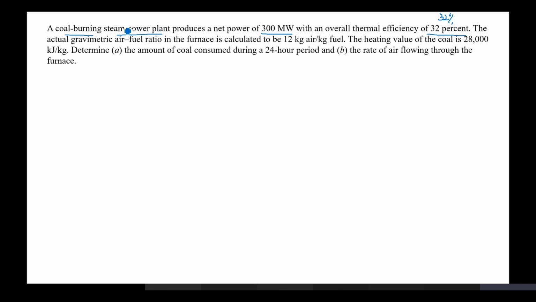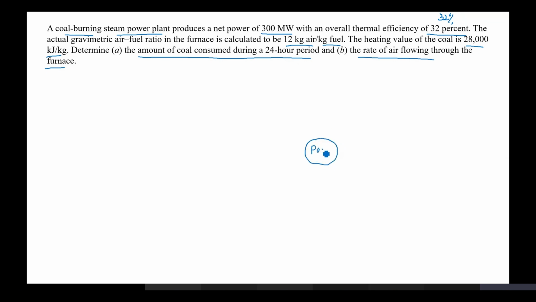The actual gravimetric air-fuel ratio in the furnace is calculated to be 12 kg of air to 1 kg of fuel. The heating value of the coal is 28,000 kilojoules per kg. You have to determine the amount of coal consumed during a 24-hour period and the rate of air flowing through the furnace. I'll quickly draw the schematic so that you have an understanding of what is happening.